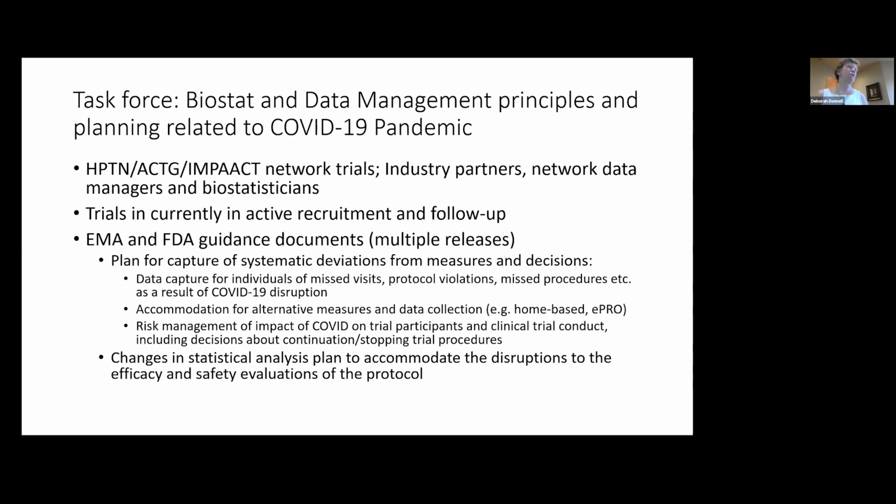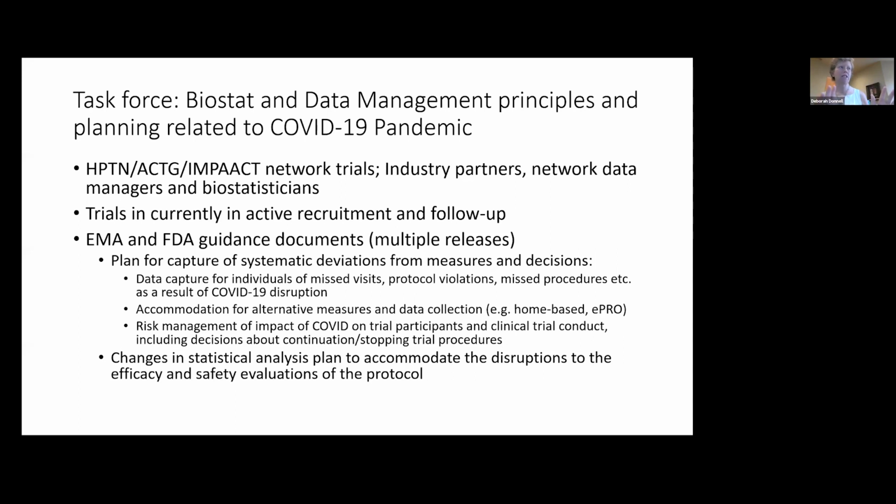This is a partnership that includes people from the clinical trial networks at NIAID, which are called HPTN, the AIDS Clinical Trials Group, and the Pediatric Group, the network trials, together with their industry partners. And it involves the network data managers and biostatisticians. The focus is trials currently in active recruitment and follow-up. And one of the tasks is that there are both EMA and FDA guidance documents coming out, as always true with COVID, multiple times every month. They're really trying to give us guidance for how we plan for capture of these deviations from measures and the decisions that have been made on ongoing trials.